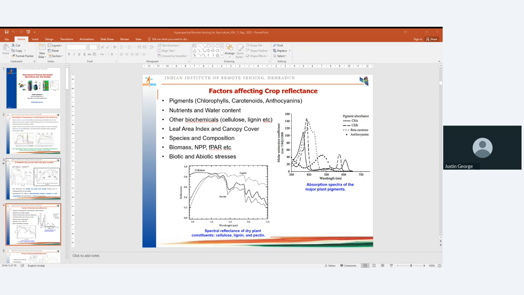Similarly, this is the spectral reflectance of dry plant constituents, mainly the cellulose, the lignin, the pectin. You can see the absorption features and the magnitude all vary with respect to different wavelength regions. So depending on the predominance of cellulose or lignin or pectin, the absorption characteristics as well as the resultant reflectance may vary from plant to plant, or for the dry matter or the fresh biomass.